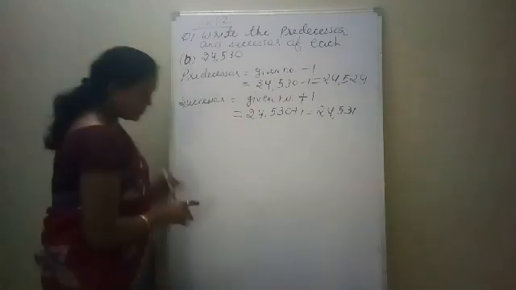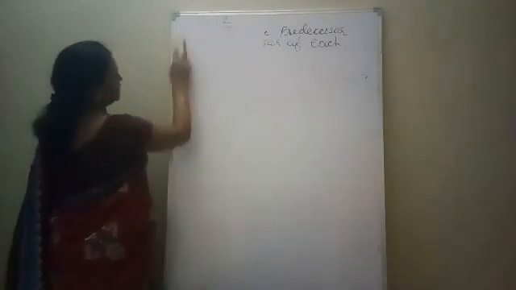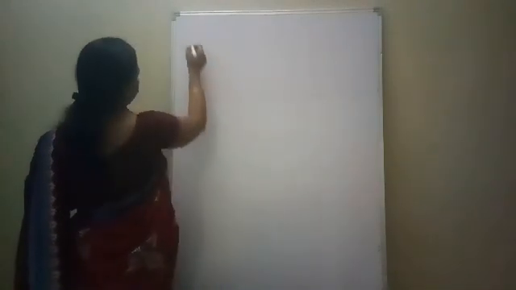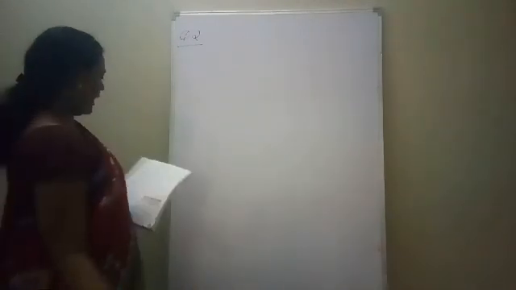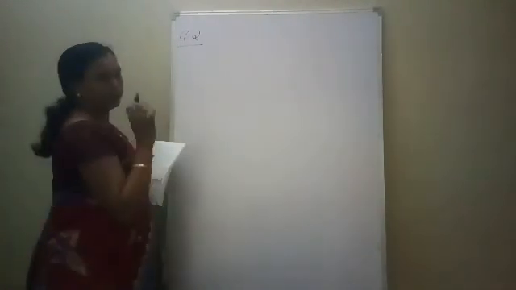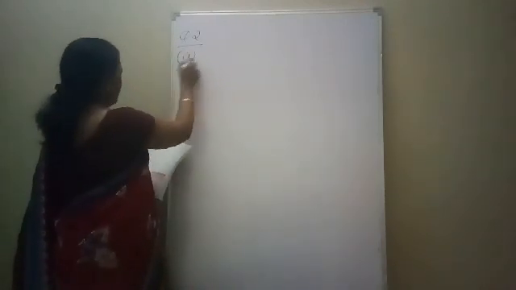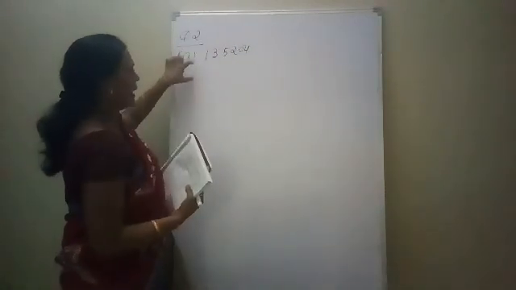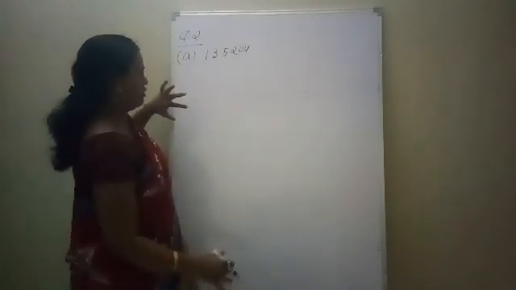Now come to question number 2. Write the number names of the following numbers in both Indian and international place value systems. Here is one example: 135204. That is question number 2, part A.